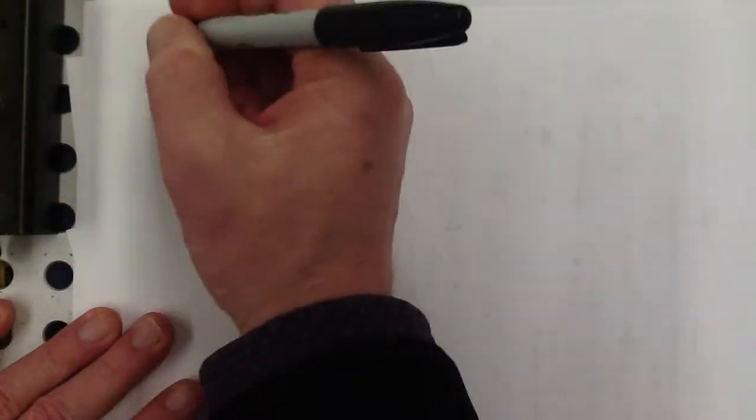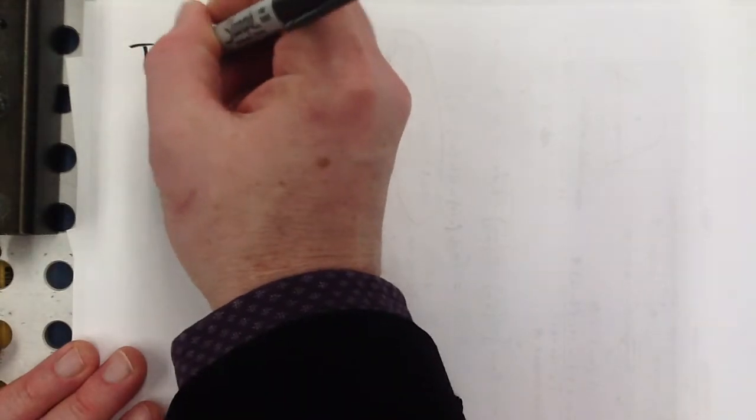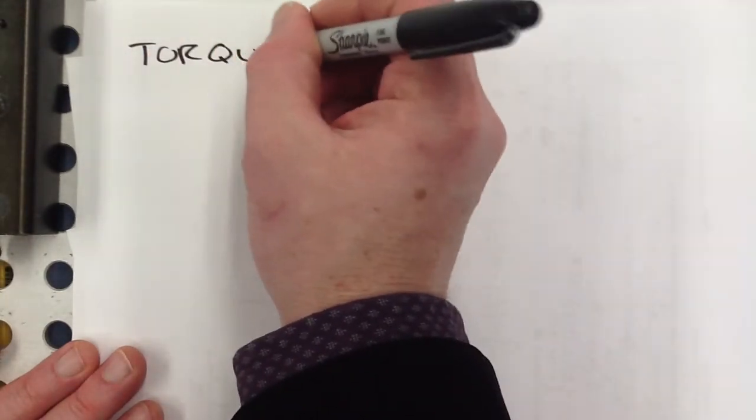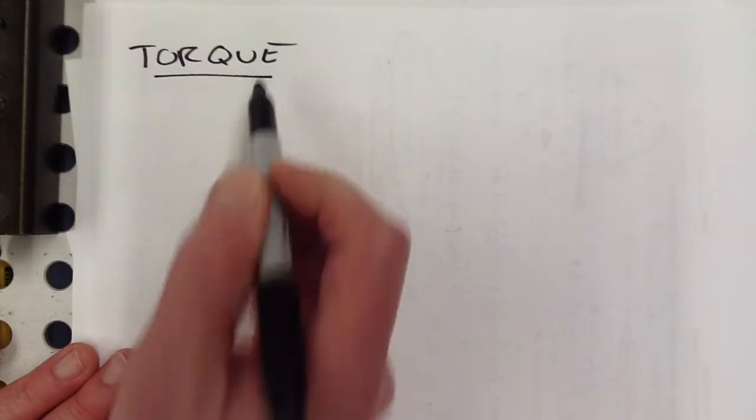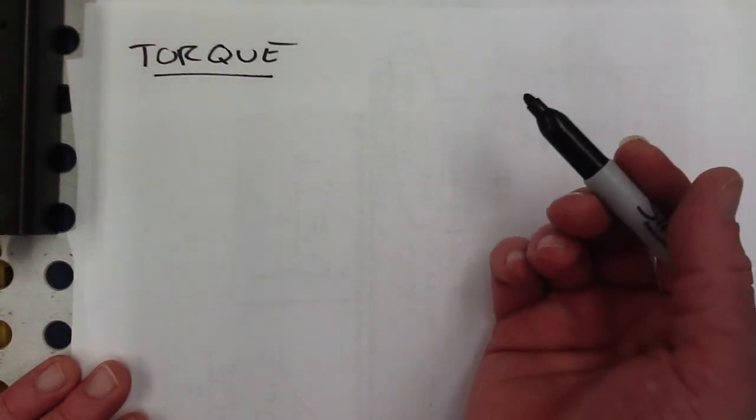AP Physics. Let's go. Let's talk about torque. There's different ways you can get at what is going to be our definition for torque, this is the way we're going to do it. So think about Newton's first law.